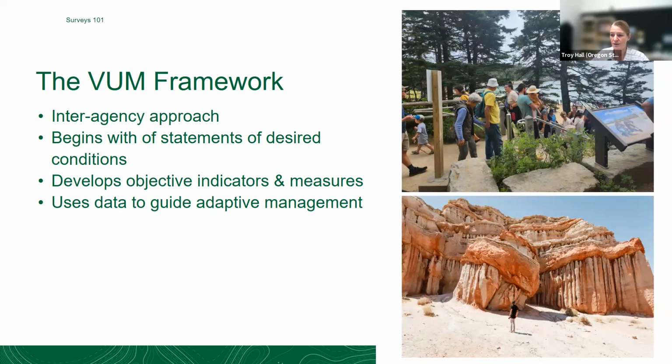The framework also relies on developing objective indicators and measures for desired conditions. This is part of that being defensible aspect: indicators are things that are measurable, that capture things we can observe on the ground in an objective way that relate to desired conditions, so that managers can determine when conditions reach some level that's deemed unacceptable. And in the overall framework, those data are collected through monitoring over time, and they guide adaptive management to address issues.